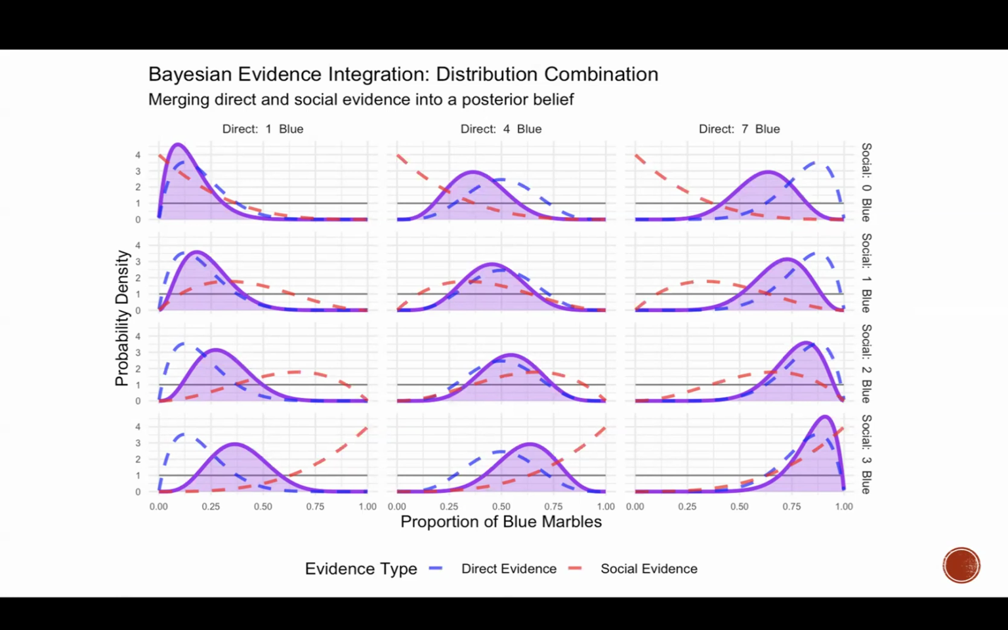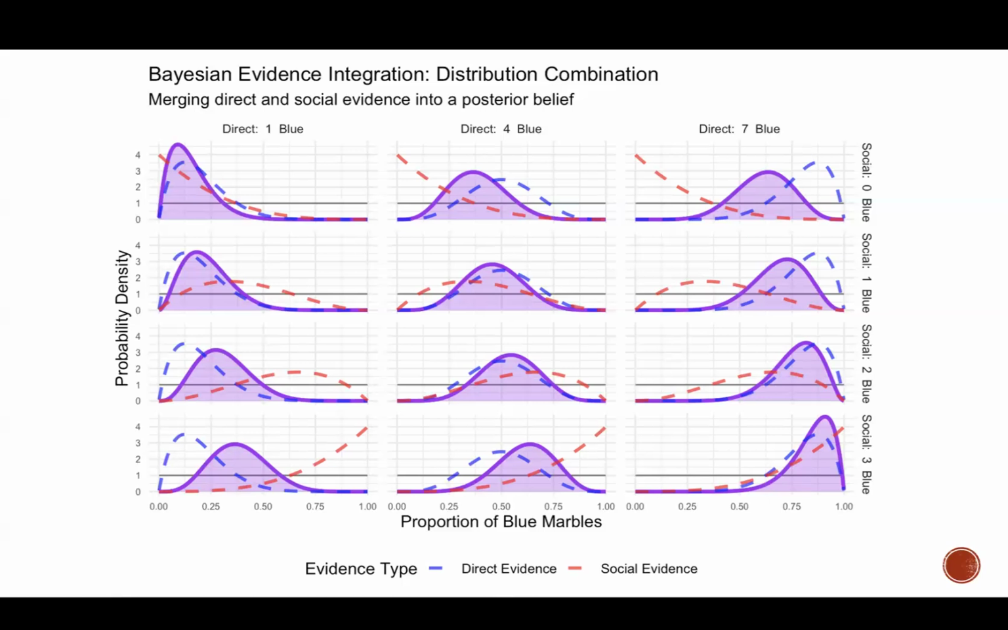So on the first plot on the top left, red is basically saying that there are 3 red marbles, right? And the blue is telling us that there's something in the same direction, right? And then we get that direct is 1 blue, and social is 0 blue. And then we see that our belief in the next one being blue gets strengthened.